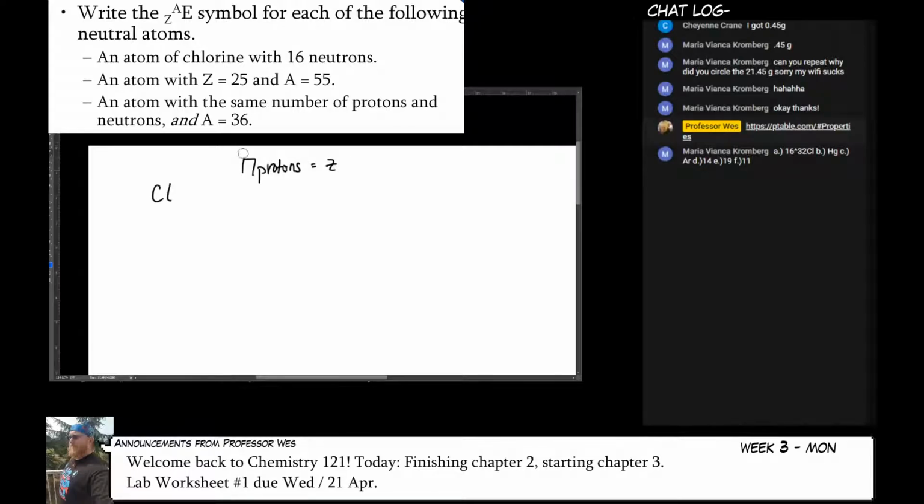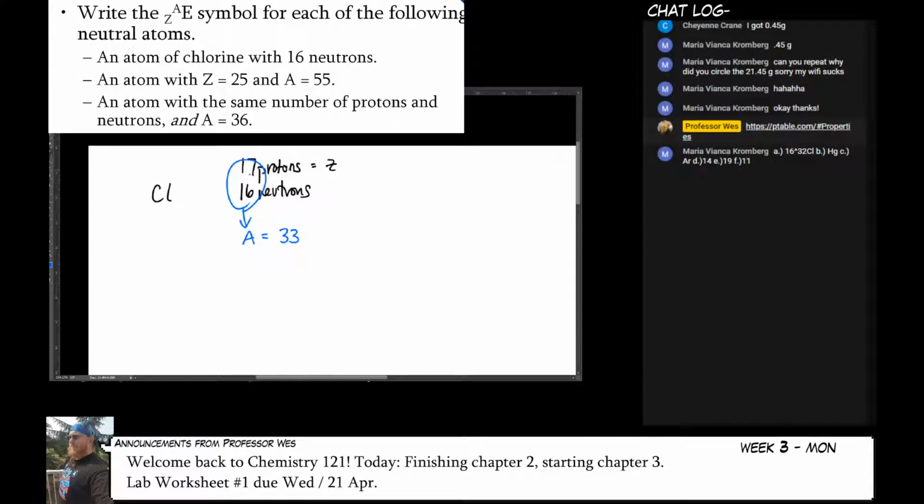So there are 17 protons there. And there are 16 neutrons. And remember that these two together make A. So if I add those together, 17 plus 17 plus 16 is 33.